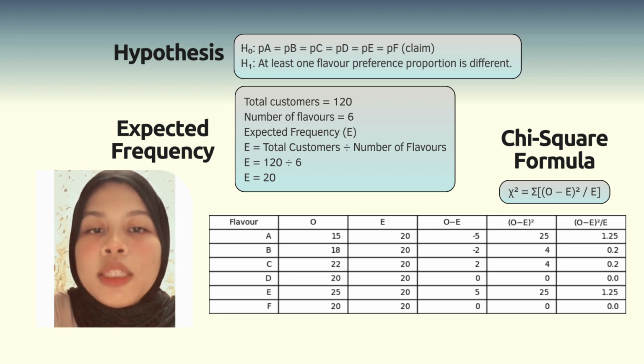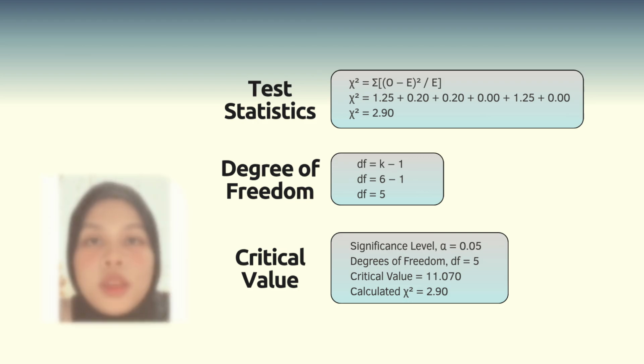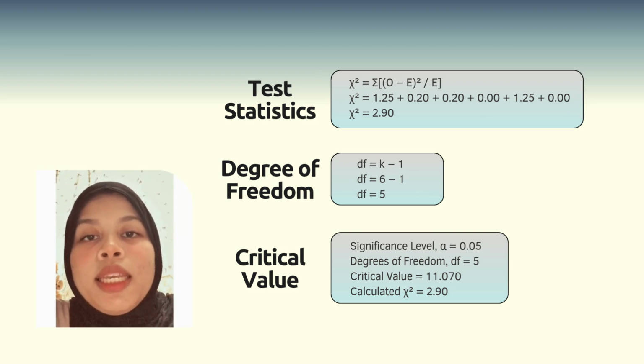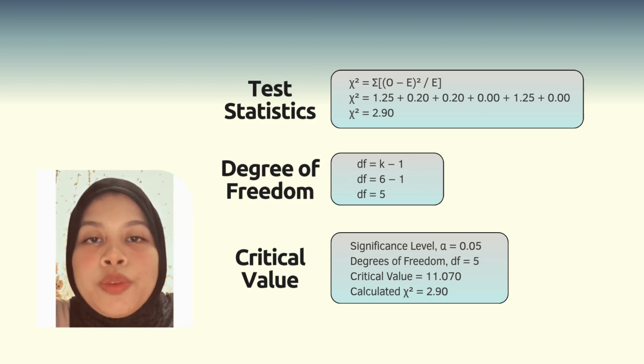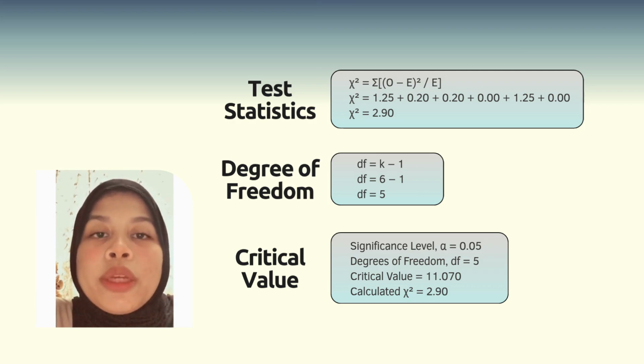After calculating all 6 flavors, the values in the last column are added together. For the test statistic, the calculation is 1.25 plus 0.20 plus 0.20 plus 0.00 plus 1.25 plus 0.00. Therefore, the chi-square calculated value is 2.90.